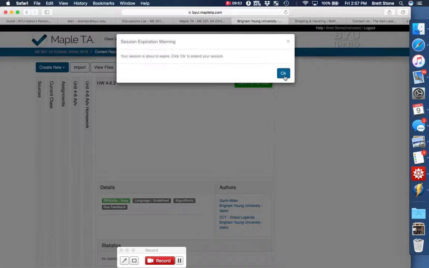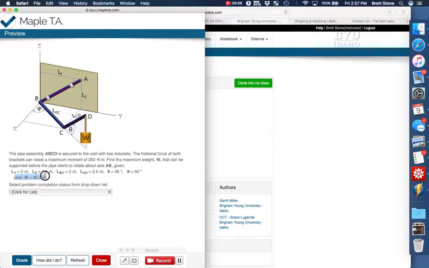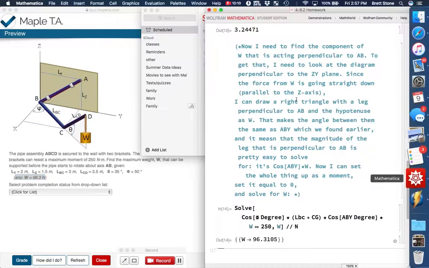And as you'll notice, that's the correct answer. So we were able to project the force onto the x-axis, which we use as our moment arm, find the length of the moment arm, find the component of the weight that's going perpendicular to the axis AB, and we were good to go.